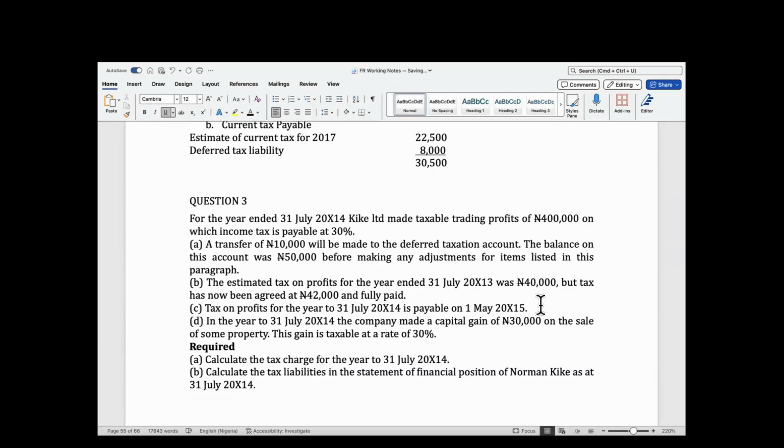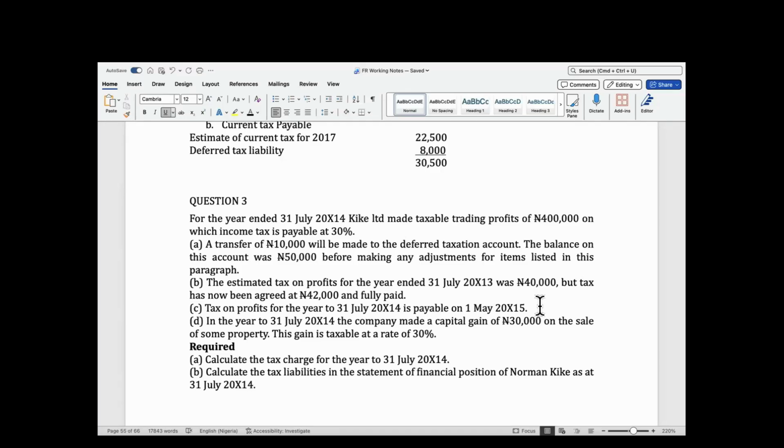Okay, so my question is coming from that A part, which says a transfer of 10,000 naira was made to the deferred taxation account. And like you have said, for deferred tax, we have the deferred tax asset and deferred tax liability. But I want to know why we just assume that this is a liability, or can we assume it's a deferred tax asset also?